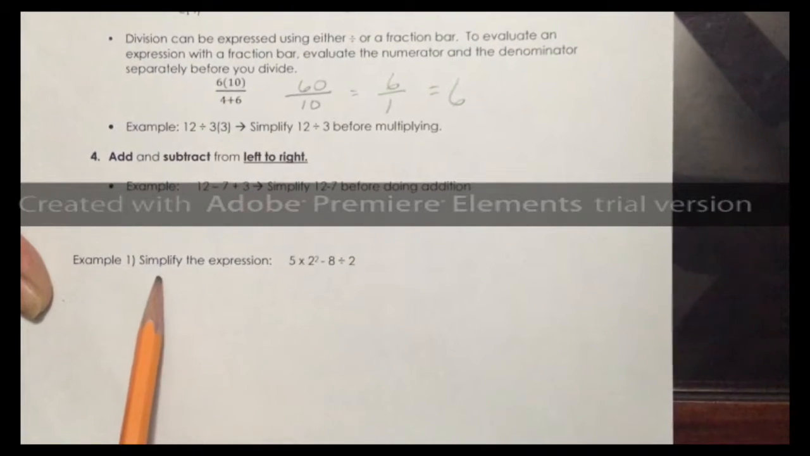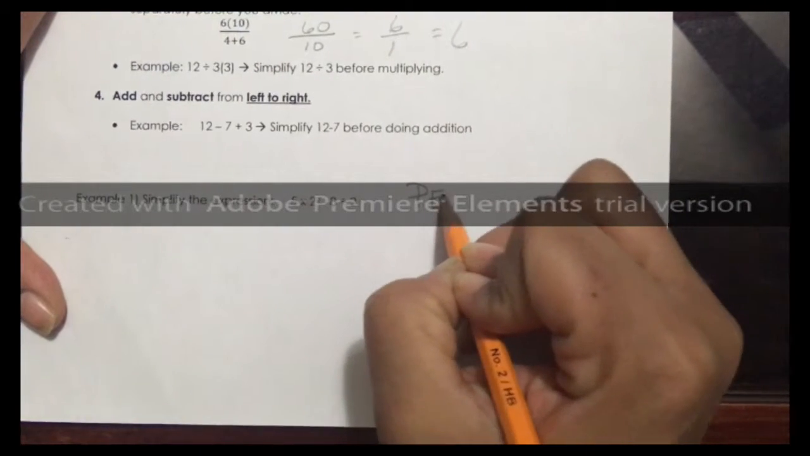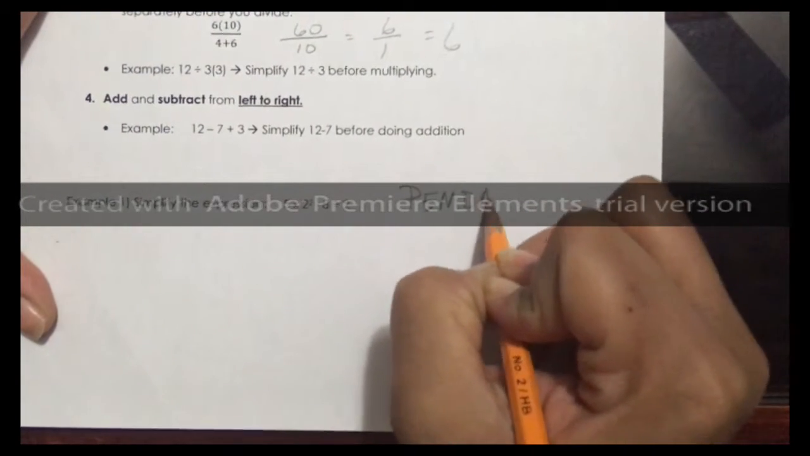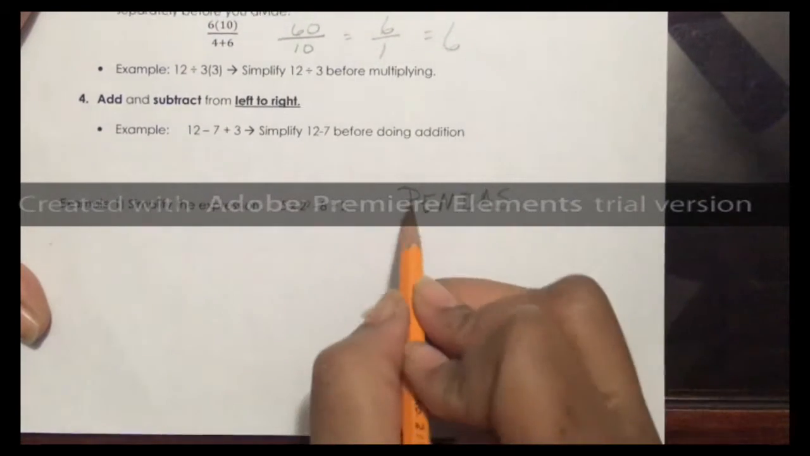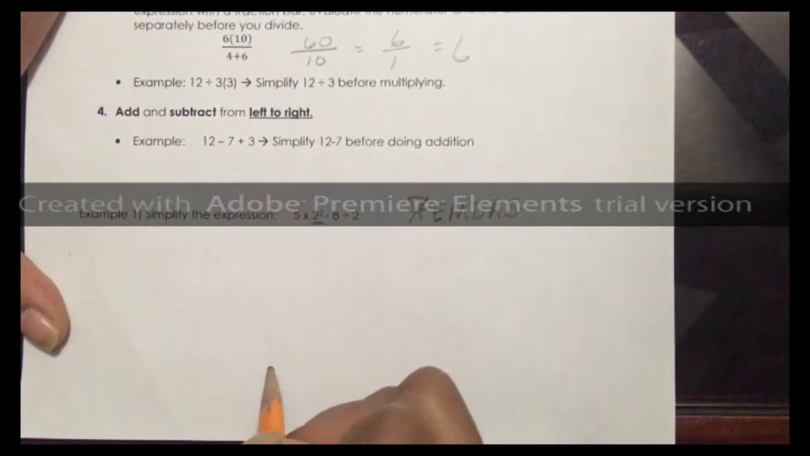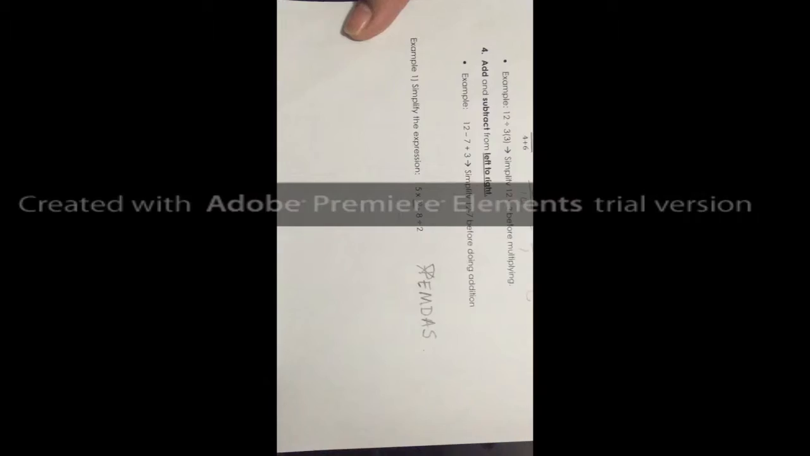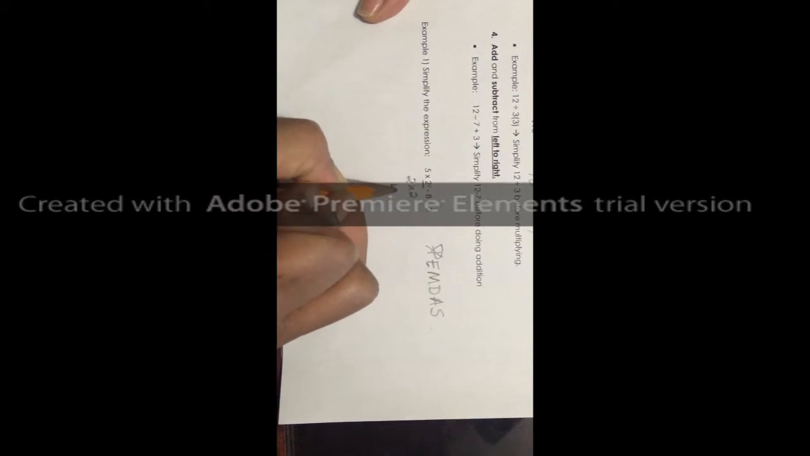Here's another example. Simplify this expression. Well, we'll use PEMDAS to establish our order of operations. There are no parentheses, so we'll first solve for exponents. 2 squared is the same as repeated multiplication, 2 times 2. So 2 squared is equal to 4.